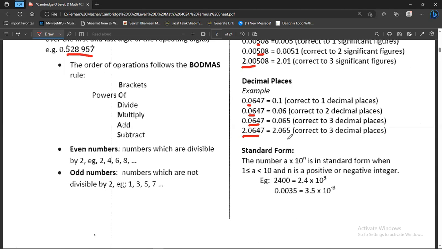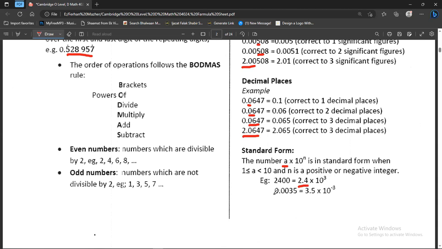The standard form is the number in the form a multiplied by 10 raised to power n, where this number a is always more than 1 and less than 10. And n is a positive or negative integer. The power can be positive or it can be negative. For example, 2400. I will move the decimal 1, 2, 3 steps to the left. The power will become 3. So it will be 2.4 times 10 raised to power 3. You can see this number is more than 1 and less than 10.